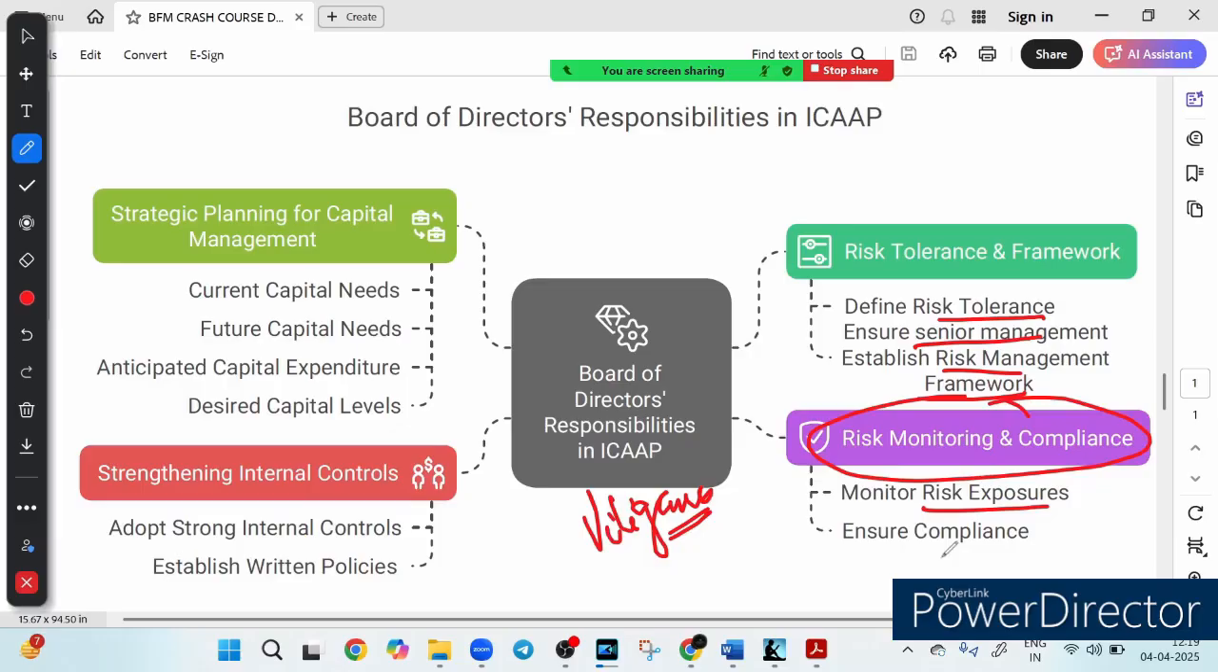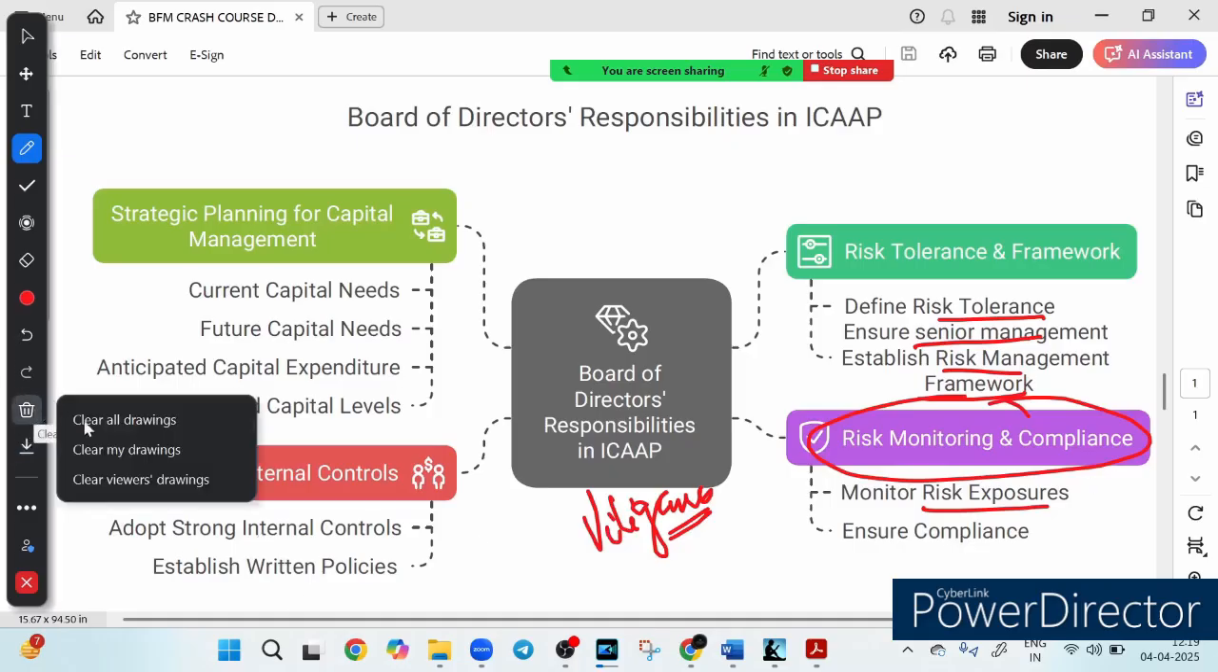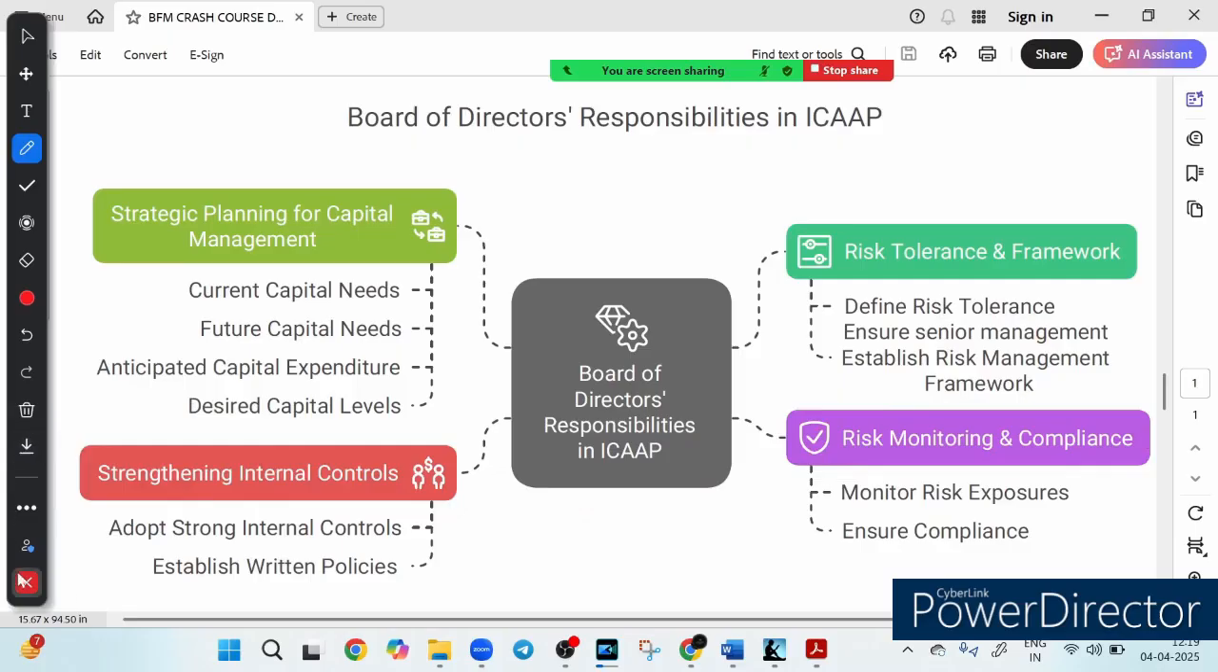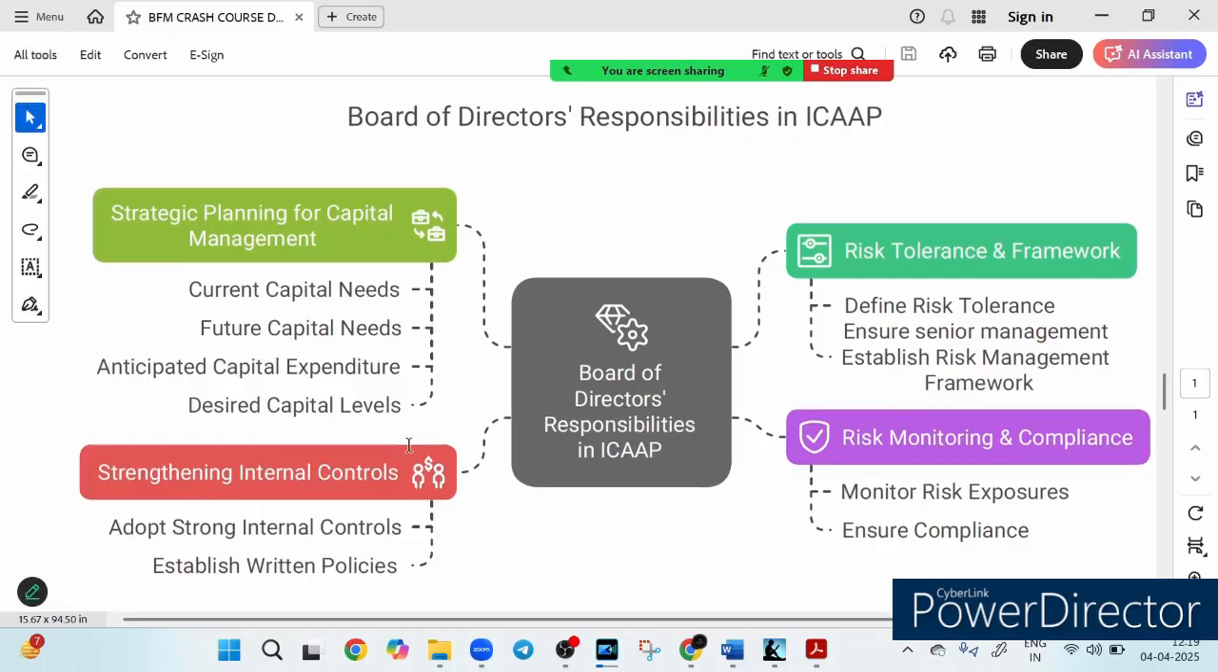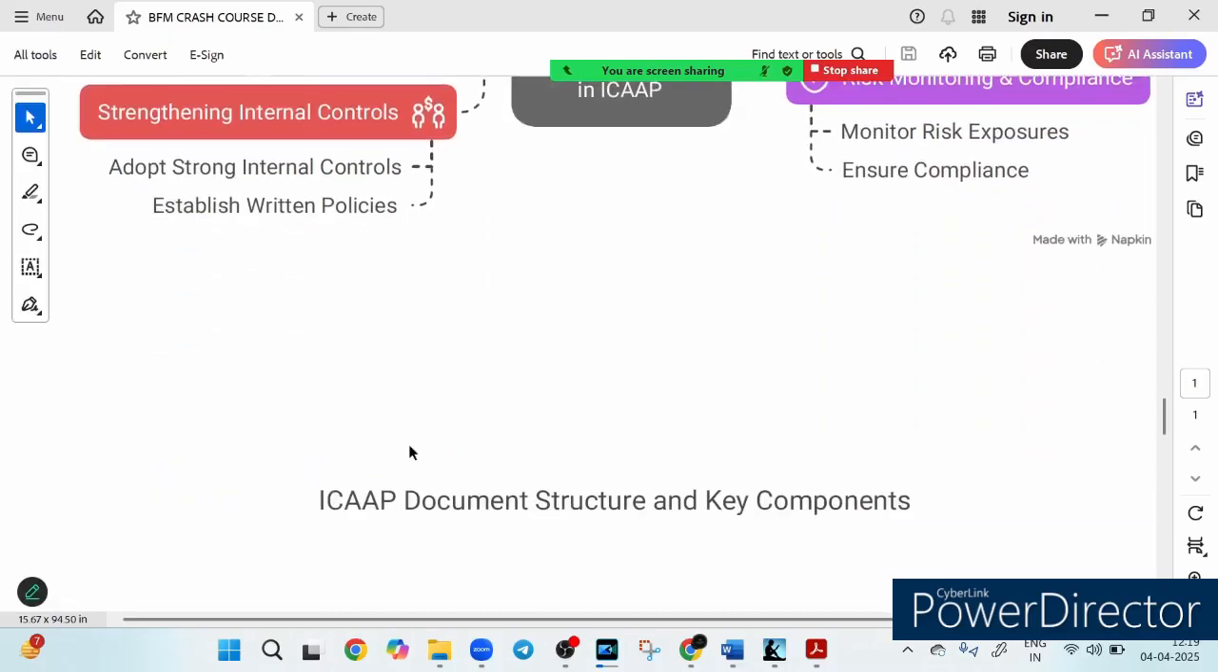Why does it matter? Because a strong board leads to a strong bank. Their strategic vision, their oversight ensure that ICAAP is not just a framework but a real working strategy to keep the bank resilient, profitable and secure in the long run. So that is a board of director responsibility, right? I hope that makes sense to you.